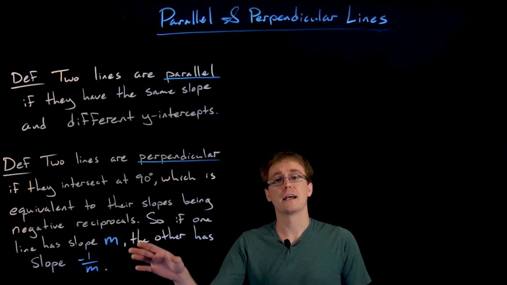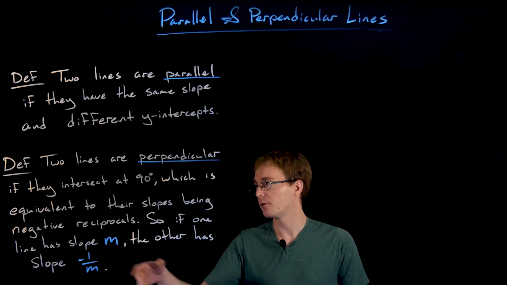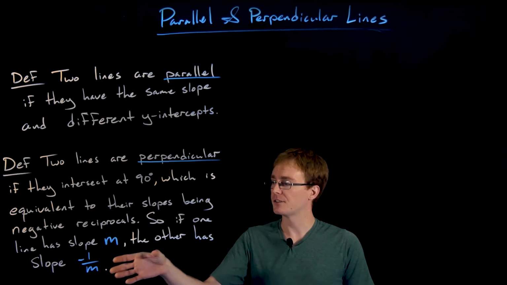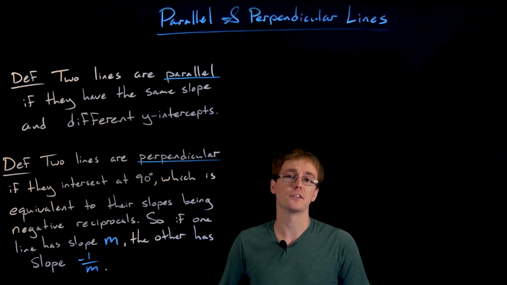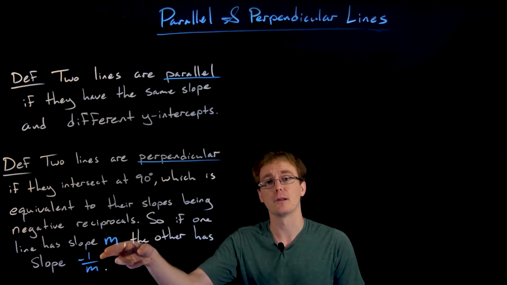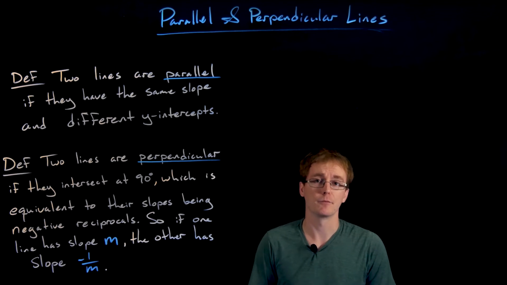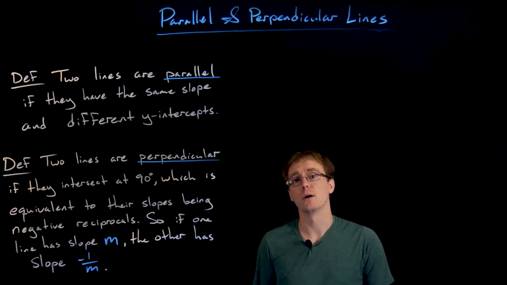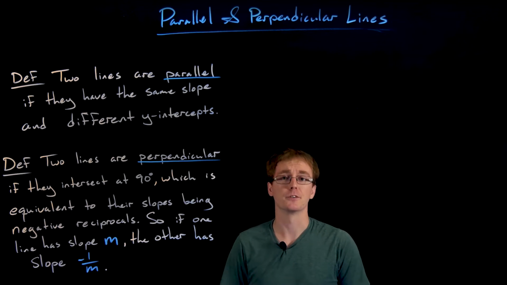Another way that some textbooks phrase this, although I don't think it's super helpful, is that perpendicular lines are going to have slopes whose product is always equal to negative 1, meaning if you take these two slopes and multiply them together, you always get negative 1. That's, I think, just a convoluted way of saying they're negative reciprocals of each other.